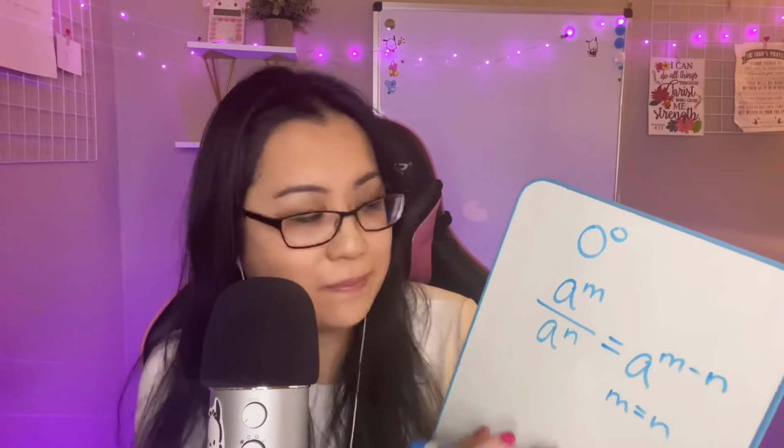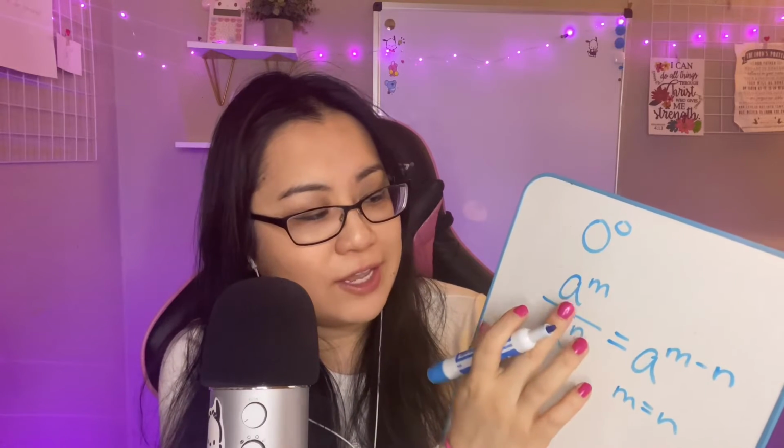divided by 8 is 1. So in this case, I would have a to the m divided.